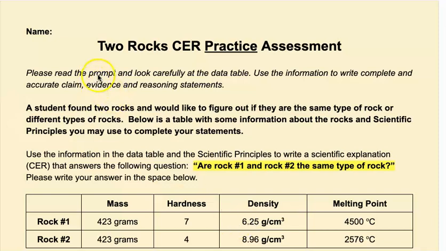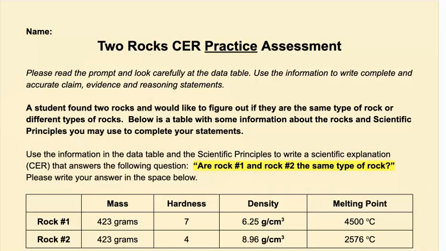Now, as always, make sure you read the prompt and look carefully at the data table. Use the information to write complete and accurate claims. Look at the evidence. Make sure your evidence is accurate. Make sure it's based on your data table. Don't make it up yourself. Double check to make sure the numbers are there and make sure the labels are there. And make sure your reasoning statement has all the key parts, and we'll review those in a little bit.